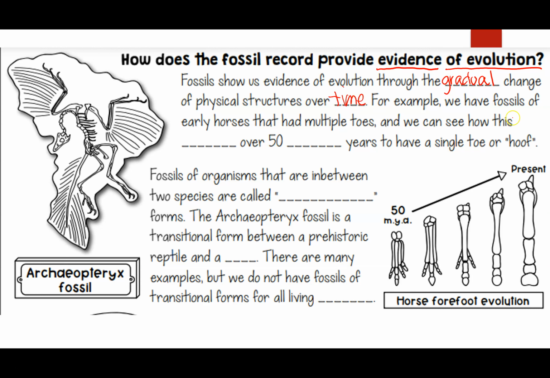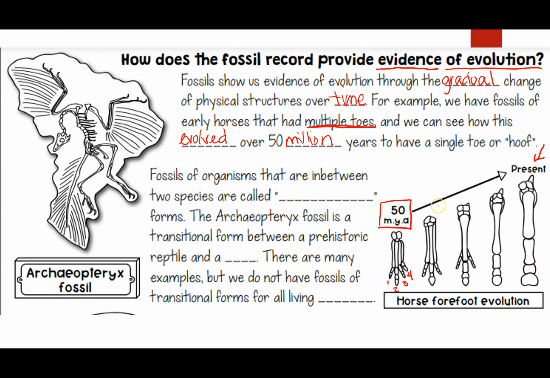Okay? So for example, we have fossils of early horses, that's what we're looking at right down here, that had multiple toes. And we can see how this evolved over 50 million years to have a single toe or hoof, okay? So it started out with multiple toes. That's what we're looking at right here. 50 million years ago, we had multiple toes. 1, 2, 3, 4, okay?